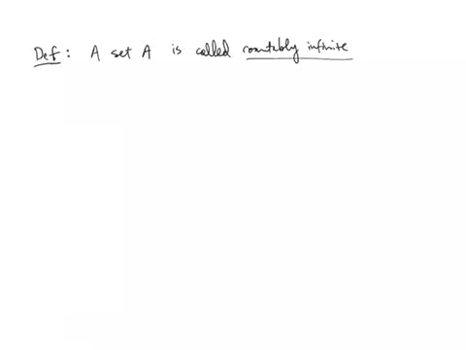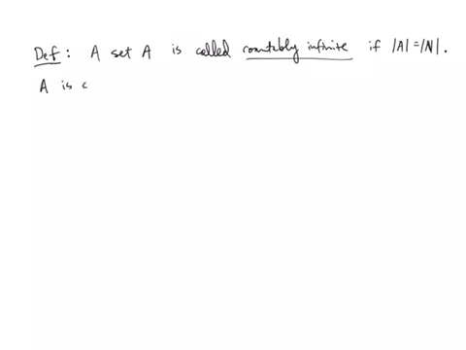And now we'll follow that up with a definition. Basically any infinite cardinality larger than the cardinality of the natural numbers is going to be called uncountable. So let's write down a definition. A set A is called countably infinite if the cardinality of A equals the cardinality of the natural numbers, if there's a bijection between that set and the natural numbers.